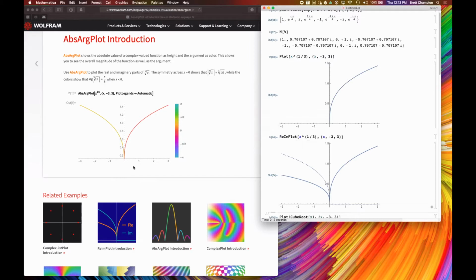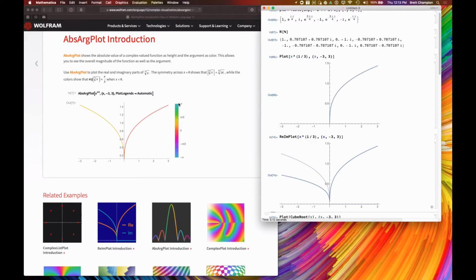And so the AbsArgPlot in this case allows us to see that the magnitudes are symmetric for the positive and negative values of x, which isn't as clear from here. And so the height of this curve corresponds to the absolute value of our function, and the color corresponds to the argument. And so we have a legend here that shows it going from minus pi to pi in a cyclic valued color function.